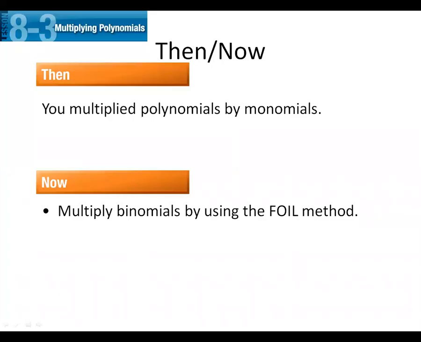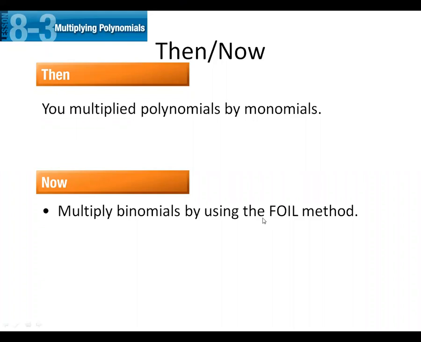Alrighty, section 3 of chapter 8, multiplying polynomials. Before, we multiplied polynomials by a monomial, so many terms by one term. Now we're going to talk about how to multiply binomials using the FOIL method. Remember, bi means two, like a bicycle has two wheels. So when we multiply binomials, we're multiplying two terms by two terms.